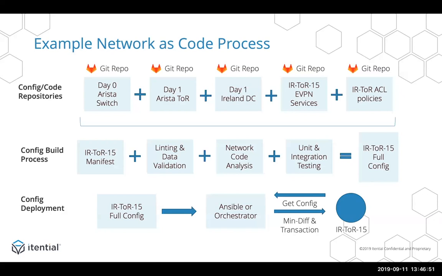I would have a manifest. I would lint it. I would do some static code analysis. I would test it, and then I would actually build that whole config. And I would still use the same tools I use today down there on the config deployment line. I would still use an orchestrator or Ansible or your DevOps tool of choice to actually push it to the device. So in this instance, the device doesn't see anything different. The device is still getting a config push using maybe min-diff concepts with rollback to the device.